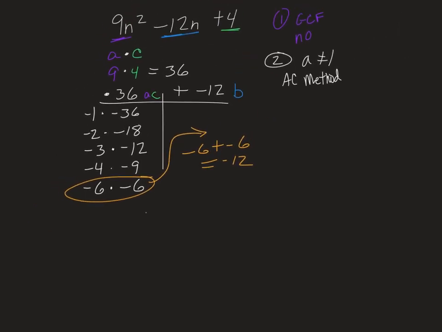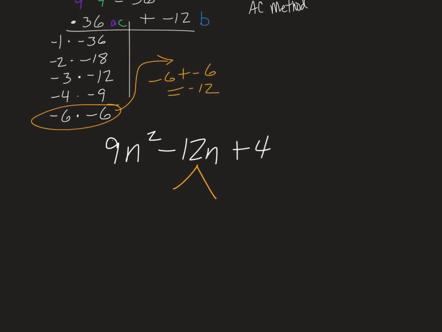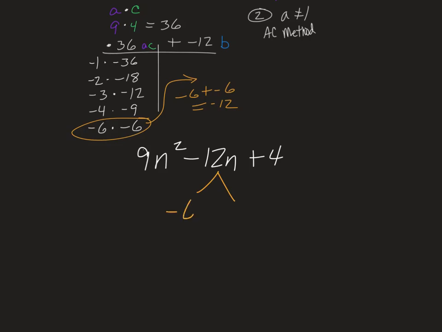So remember, you need to take that original trinomial up there, so that 9n to the second minus 12n plus 4, and you're going to use those terms from that table to break that middle term apart. So it's going to be negative 6n plus negative 6n. I'm going to bring the rest of it down. And now we're going to factor by grouping.